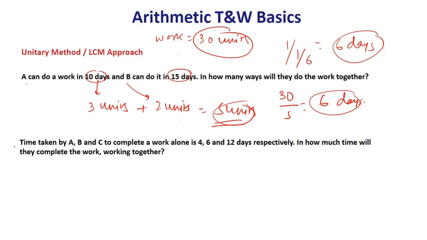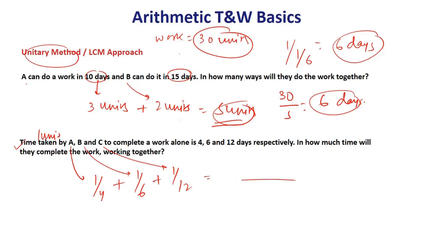Alright, let's see another question using both approaches. Time taken by A, B and C to complete a work alone is 4, 6 and 12. So let's go by unitary method first. Work is 1 unit. In that case, 1 day work for A will be 1/4, for B will be 1/6, for C will be 1/12. Combined together, they will do it in 1/4 plus 1/6 plus 1/12. What is the LCM? LCM is 12 only. 3 times, 2 times, 1 time. So this becomes 1/2. So combined, they will do half of the work in a day. So therefore time taken should be 2 days.